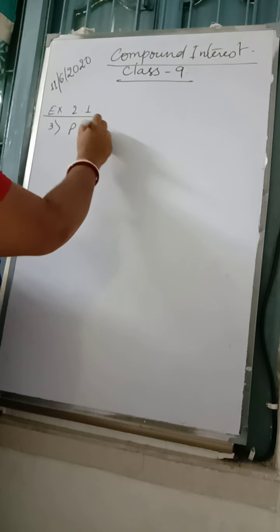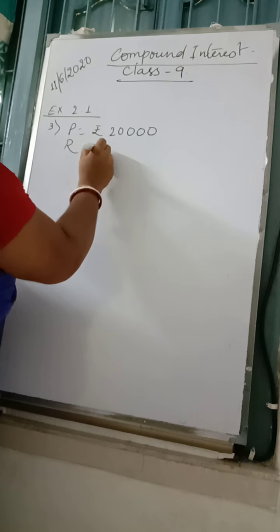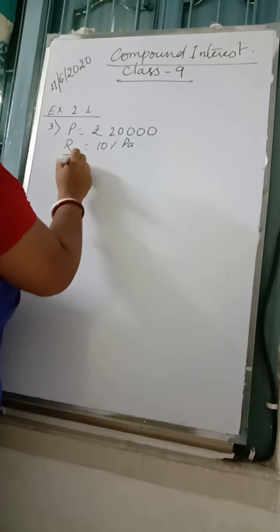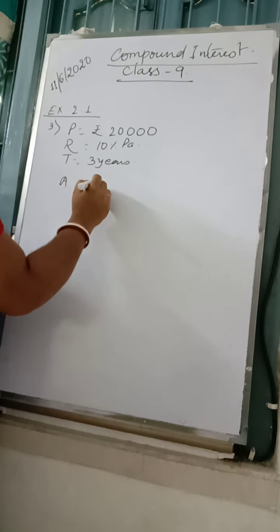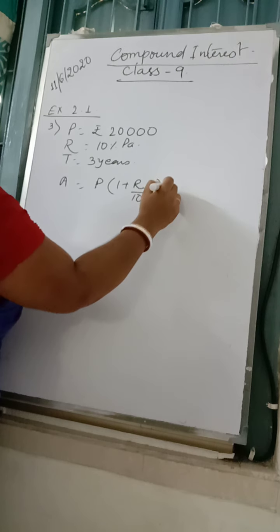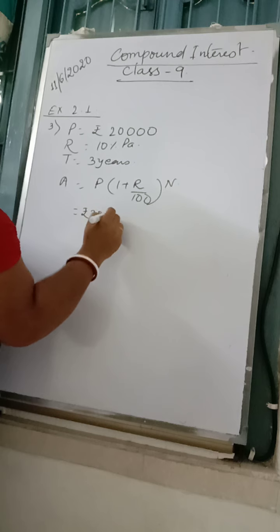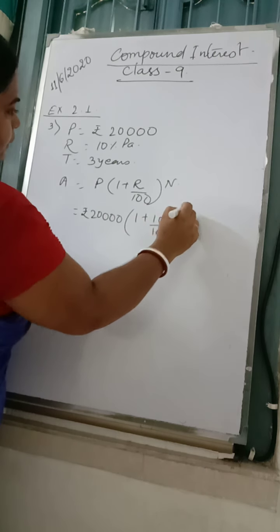Exercise 2.1, question number 3. Principal is rupees 20,000. Rate is 10% per annum. Time is 3 years. So A is equal to, as we have learned, P into (1 plus R by 100) to the power n. So it would be rupees 20,000 into (1 plus 10 by 100) to the power 3.